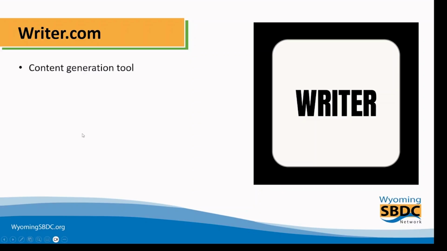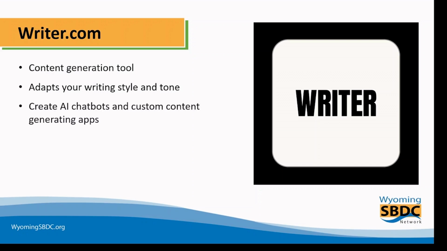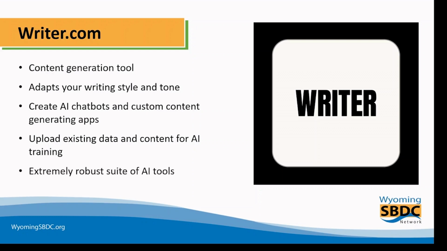Writer is a very powerful content generation tool that uses your past writing and content to produce output that matches your individual writing tone and style. Writer also lets you create AI chatbots and custom content generating apps. The most unique feature of Writer is that it learns your writing style by analyzing past written content that you upload to it. This is an extremely robust set of AI tools that allows for flexible and individualized use. I frankly don't even understand some of the things that it does at this point.